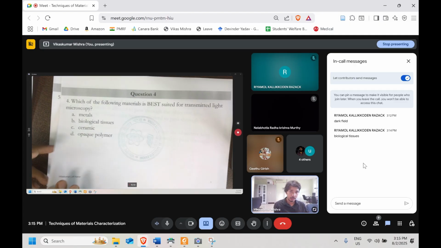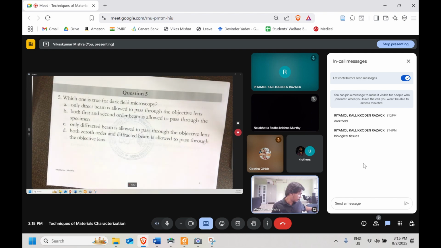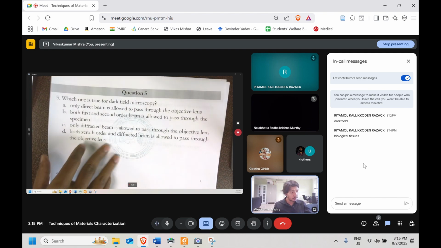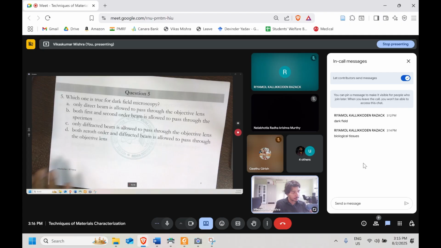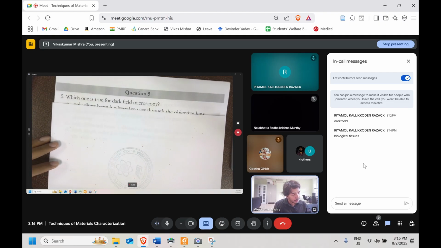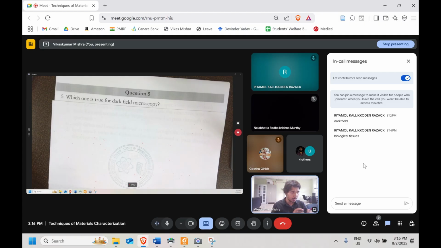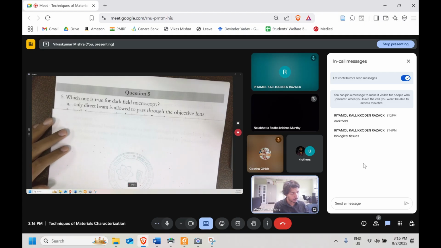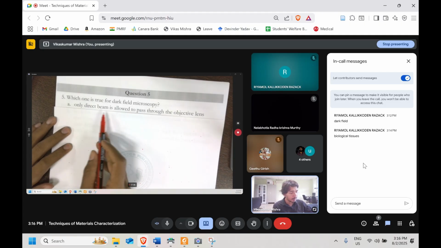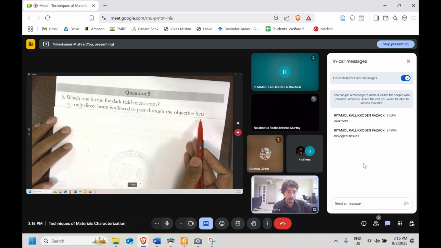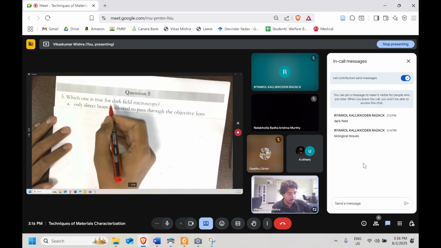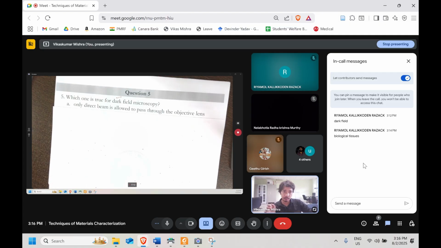Okay, question number 4 is more or less repeated. It's the same question only. Okay, let's go to the next question. This question is asking which one is true for dark field microscopy. Let's go one by one. Only the direct beam is allowed to pass through the objective lens. So we are talking about dark field microscopy.